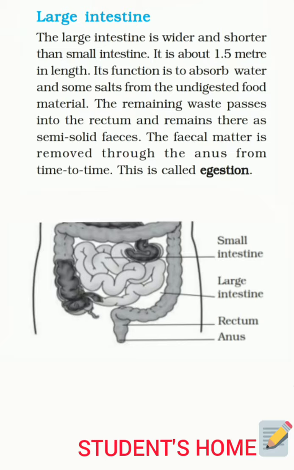This is called egestion. So class, in this way, the whole digestive tract is formed. They do their different parts of the job. They require all those different kinds of digestive juices to break down different kinds of nutrients from their complex form to a simpler form. Then they get absorbed and are sent to the required body cells.